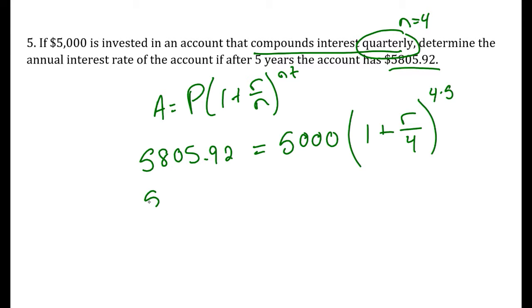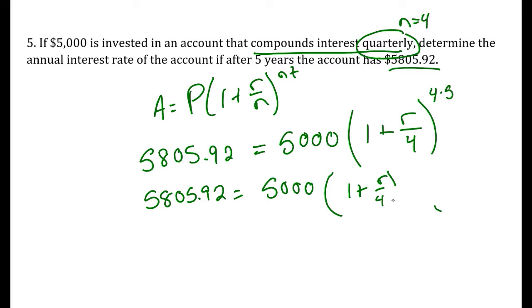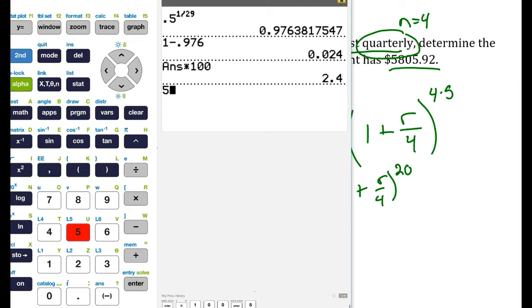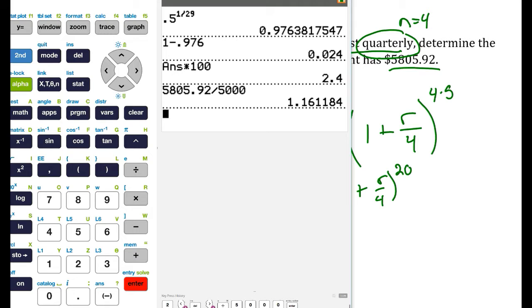Okay, so I have 5805.92 equals 5,000 times 1 plus R over 4 to the 20. So the first thing I'm going to want to do is divide by 5,000. I want to get rid of that 5,000. Divide by 5,000. So 5805.92, don't put 2 decimal points, divided by 5,000. So I get that lovely number there, 1.161184.